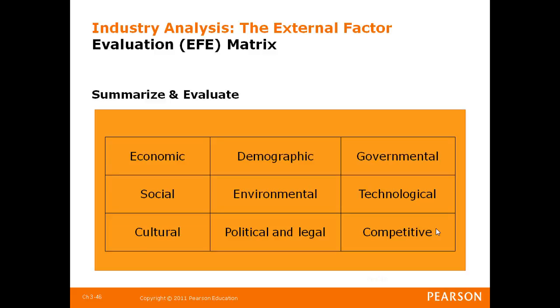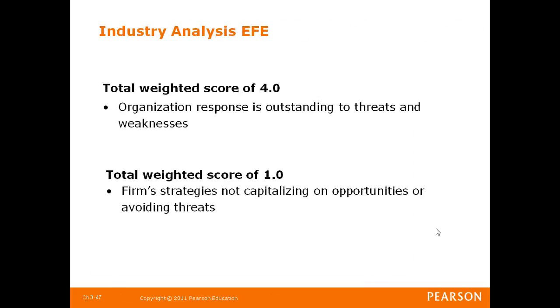So once you have collected the information of the environment, the external assessment, and you have categorized it, you can summarize it in the so-called External Factor Evaluation matrix, EFE. Within this matrix, you give a score to the organization's response to opportunities and threats. If the score reaches 4, then this response is called outstanding. If the total weighted score is 1, then the firm is not sufficiently responding to or utilizing opportunities or threats.